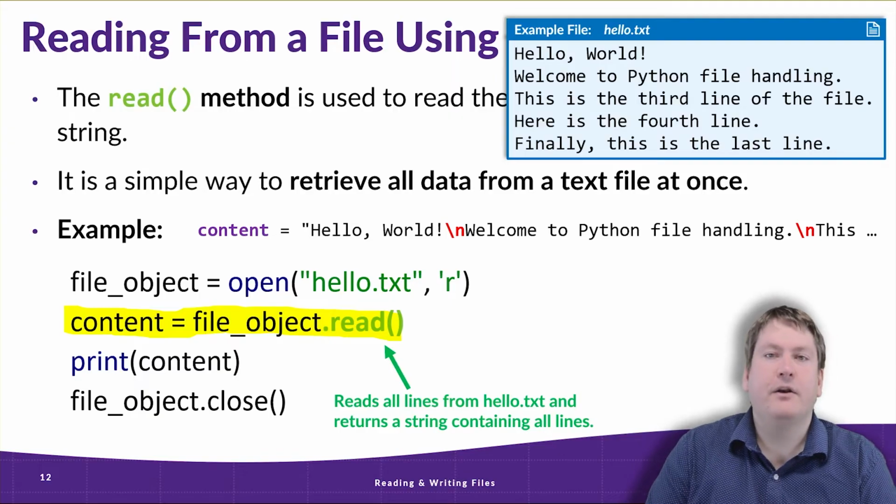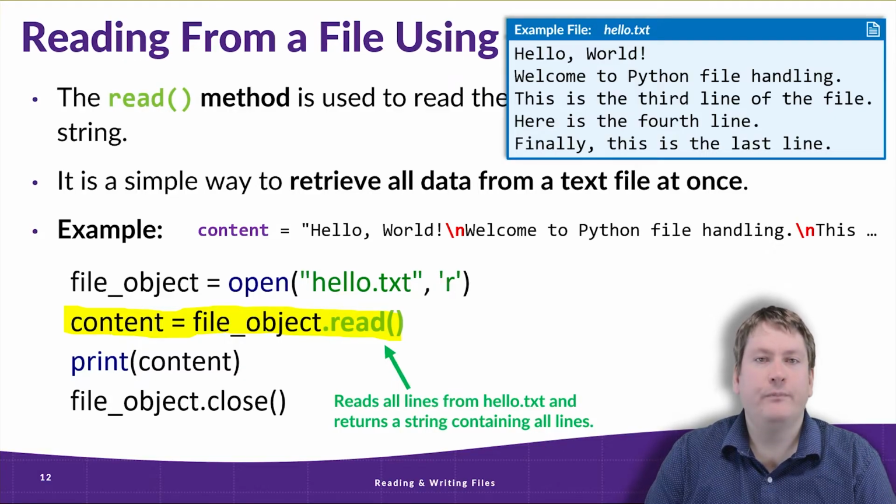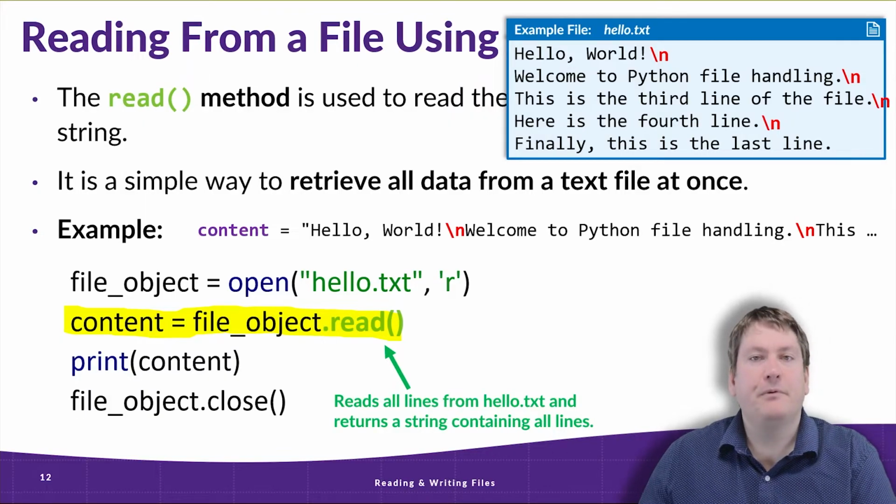It's going off the screen a little bit, but it says hello world, a line break, welcome to Python file handling, a line break, and so on. So it's important to note that when we read from a file like this, we do get the line break characters at the end of each line. Here I'm showing them on the screen now so you can see where they would have been in the file. So when we read from a file, we also get those line break characters in our result.